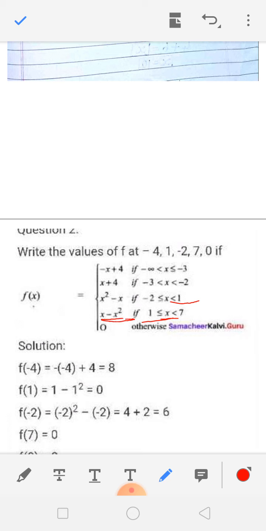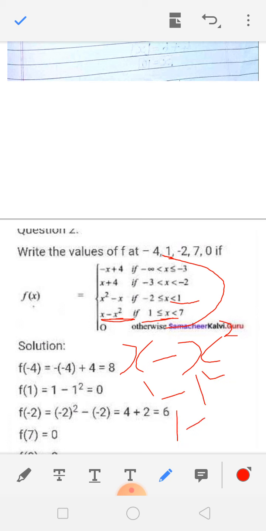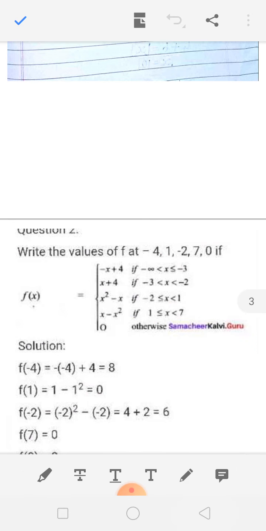So this is our function x minus x square. What values do we have to put here? That one value only, because we have to find the value at 1. So 1 minus 1 square, so 1 minus 1, which is equal to 0. So 0 is our answer.